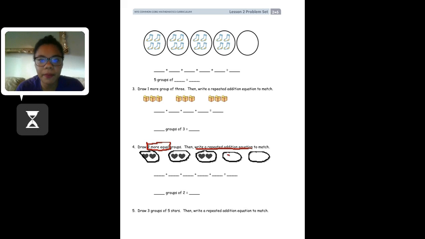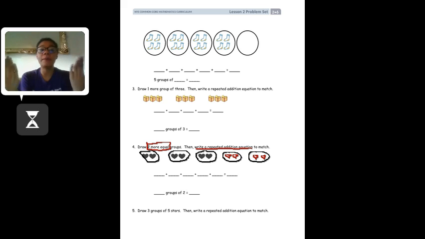So I'm going to grab my red pencil, and I'm going to draw 2 hearts, and then I'm going to draw 2 hearts in the fourth one. So now I have equal groups. Each group that I have on my paper that I drew has an equal amount of hearts. There's 2 hearts in each circle, in each group.